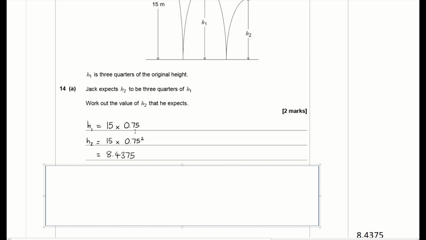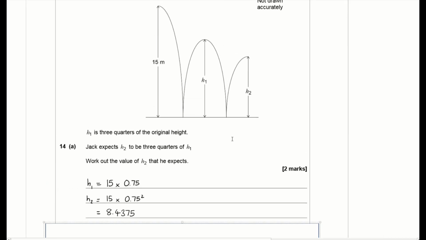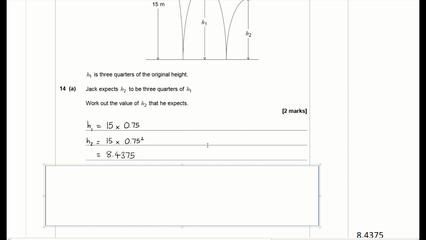h1 is just shown here individually, but technically for the answer all you really needed to do was this bit here. According to this model, you could infinitely multiply by 0.75, so the ball mathematically would never actually bounce to zero height. It would always have some sort of height that it bounced or rebounded to. But in reality, of course, it's always going to lose its energy, and you'd end up with h equal to 0 at some point in the future. But 8.4375 is the answer in this question.